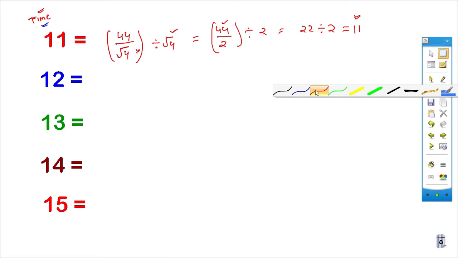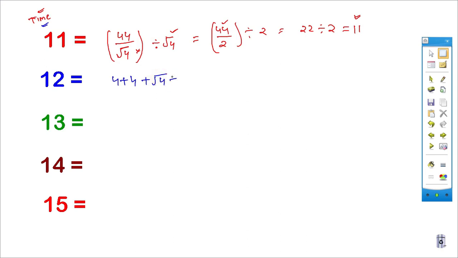Let's talk about the easiest one. The 12th one is the easiest one. I think none of the students asked me, sir, give us more time. The answer is 4 plus 4, that is 8, plus square root of 4 plus square root of 4. So you agree with me, this is 8 and 2 plus 2.